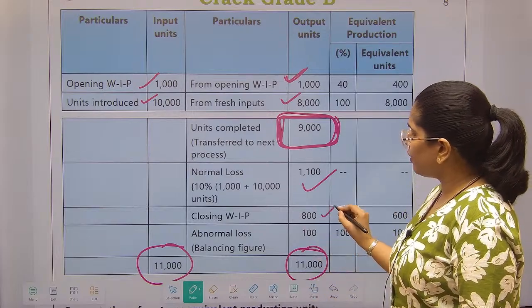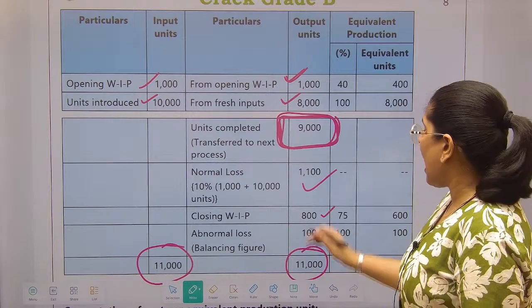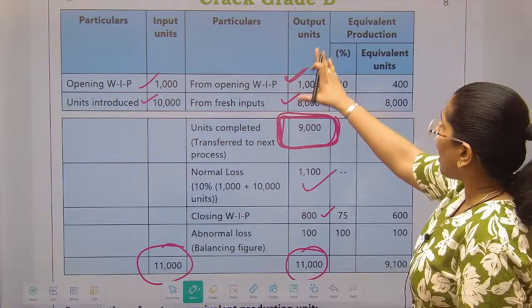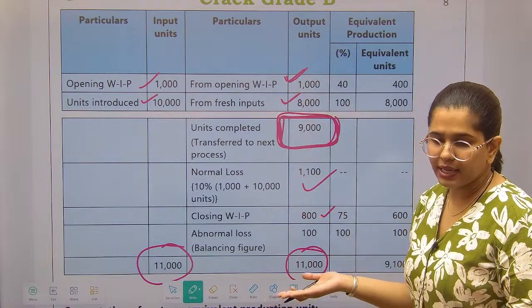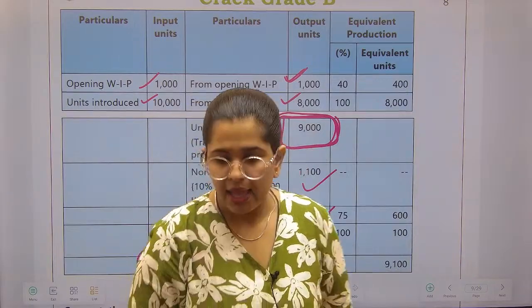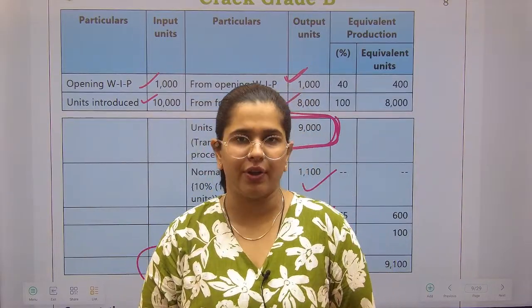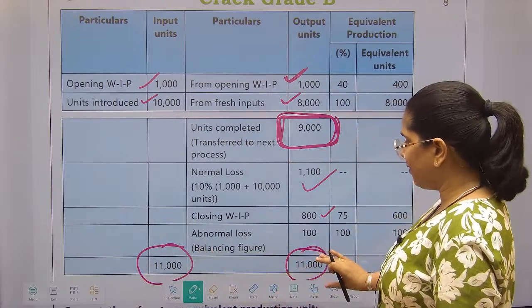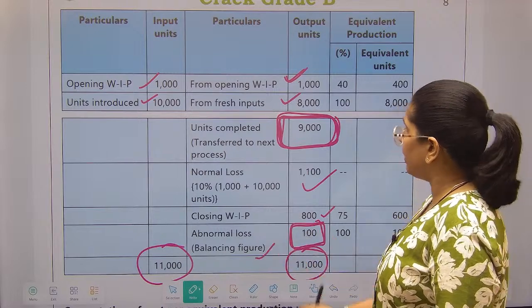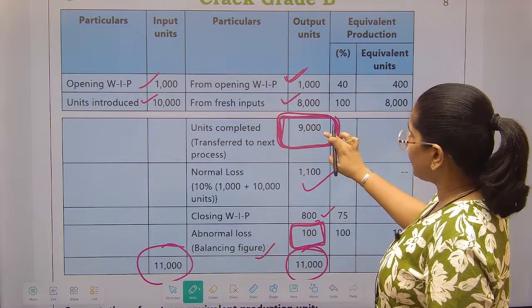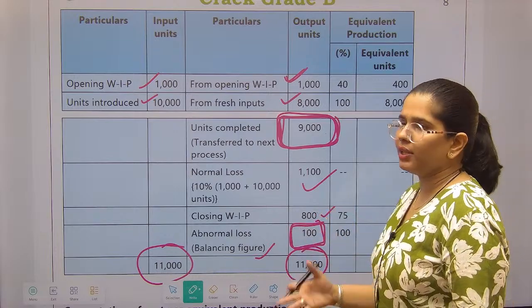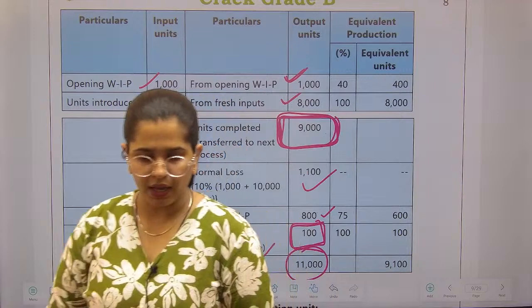Closing WIP they have already given me in the question, 800, and finally I have found out that input का total 11,000 है, तो output का total भी 11,000 होना चाहिए, just like how it happens in the balance sheet, right? So 11,000 and 11,000. So I have gotten my abnormal loss as the balancing figure. मैंने इस side का total किया 9,000, 1,100 and 800. 11,000 में से minus किया, so I got to know that I have an abnormal loss of 100.